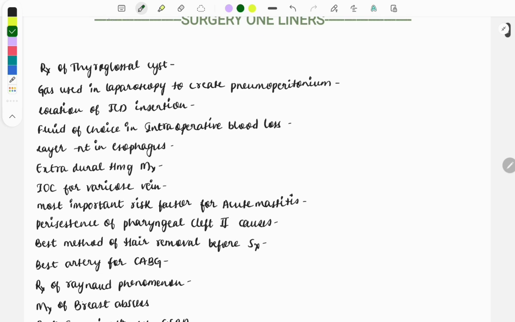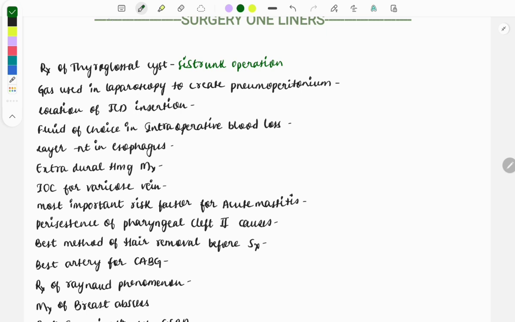The first question is treatment of the thyroglossal cyst, and the answer is the Sistrunk operation. One-liners can be asked giving a direct question, or they may describe the features of the thyroglossal cyst, like a young male with a mass in the neck which moves on deglutition. By that you need to make the diagnosis of thyroglossal cyst, and if the management is asked, then you need to mark the Sistrunk operation.